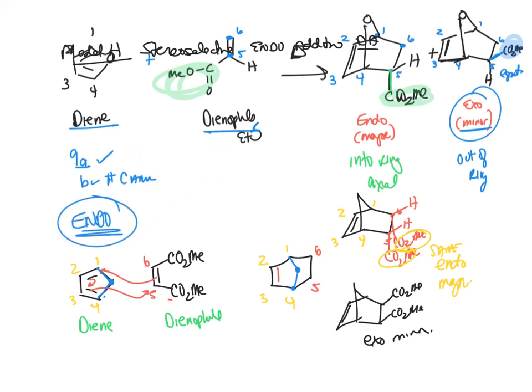Now, if you look at your slides in your book, they show some excellent pictures of why that would be. And it's because of the orbital overlap, showing you the orbital overlap. Let's go back to your first model here with oxygen. And so we have our diene, and then you have your dienophile.